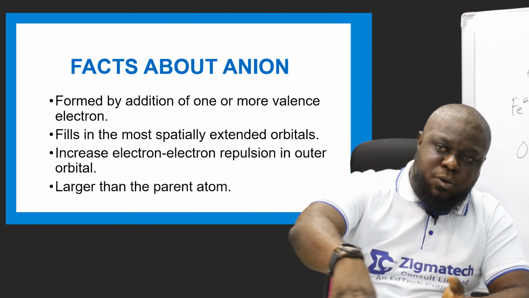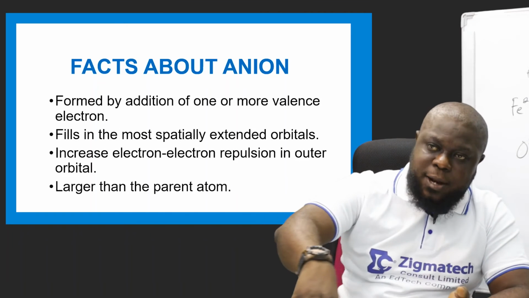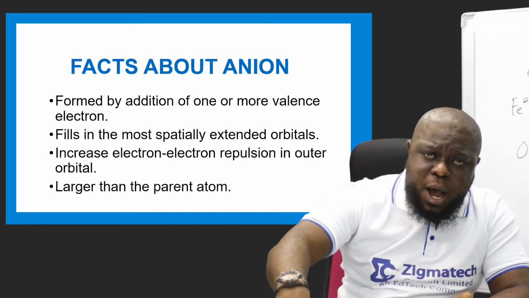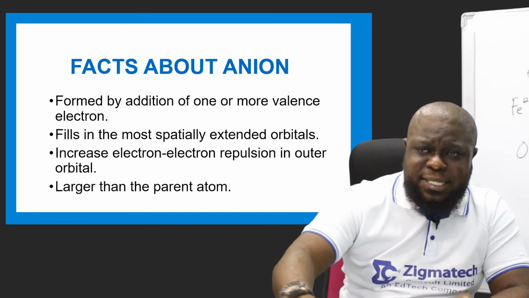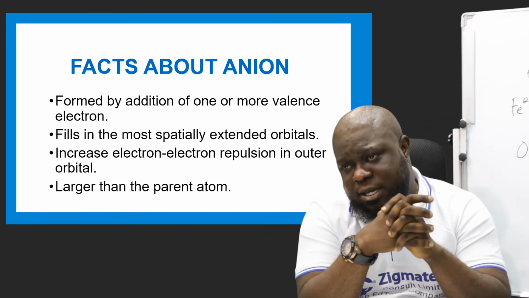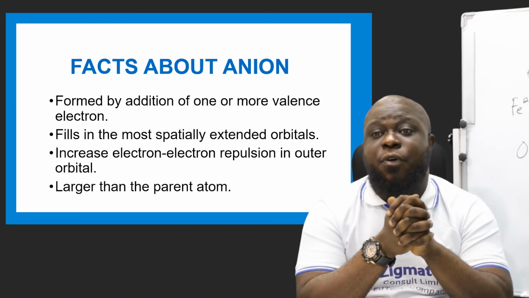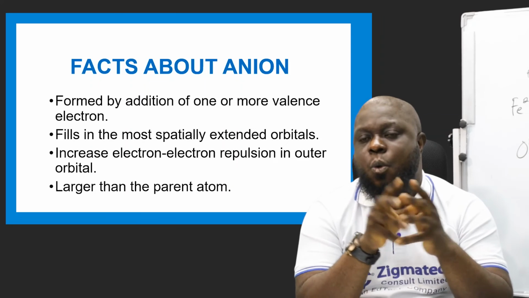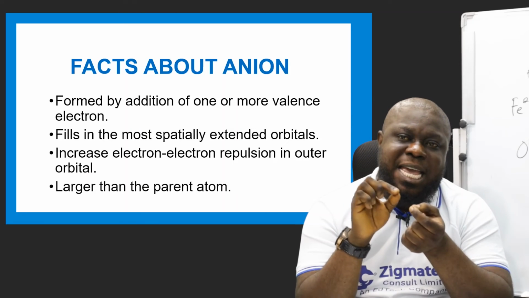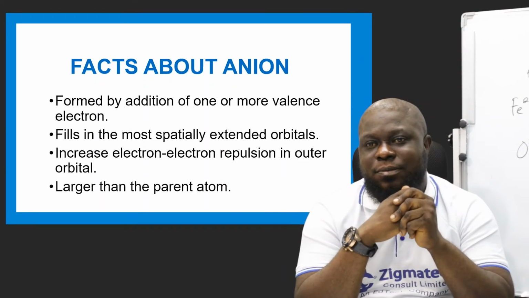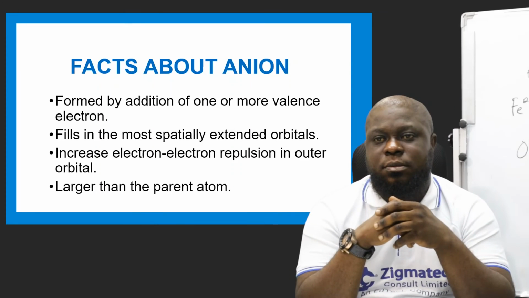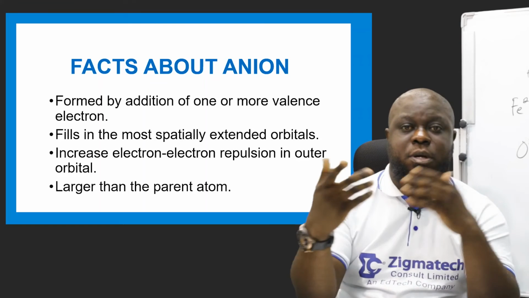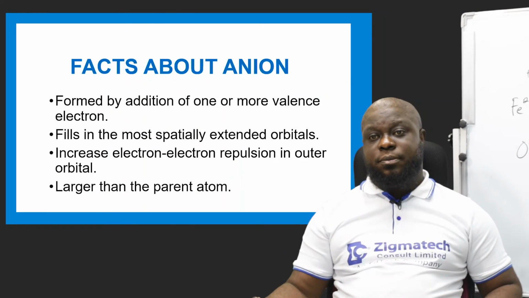So it goes around the valence orbital. That valence orbital, that outer part of the atom, it always goes around there, always on a steady. That is why it's more energetic than the proton. They say it is formed by addition of one or more valence electrons. When one electron is added, it will be more charged than the proton. When you add one more electron, it will have a higher charge than the proton. Remember, they are always equal.